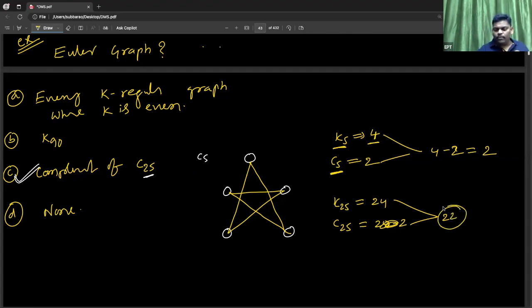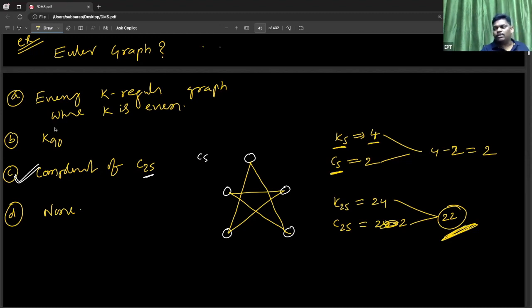Be careful. The complement of C25 is going to be C20, where everyone has degree 22, which is an even number. So option C, right? For a K-regular graph, many people thought that A is the answer. In this problem, the twist is option A only: a K-regular graph where K is even.